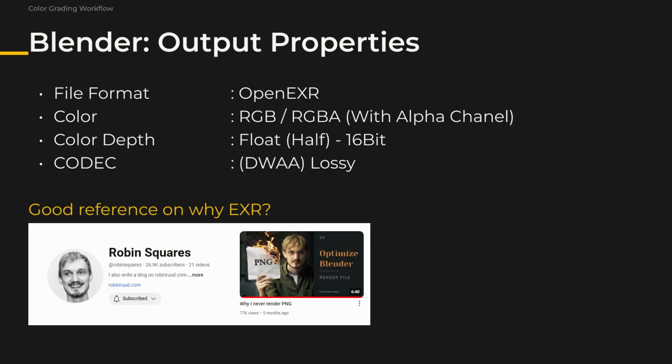So from Blender, the output properties, the file format, the color and the color depth, and then the codec are going to be specific to what we are going to be doing. Which is going to be the OpenEXR file format, RGB, float, half and 16-bit, DWAA, lossy. And this is a good reference to see why we are going to be exporting in OpenEXR, by Robin Squares. The video name is Why I Never Render PNG.